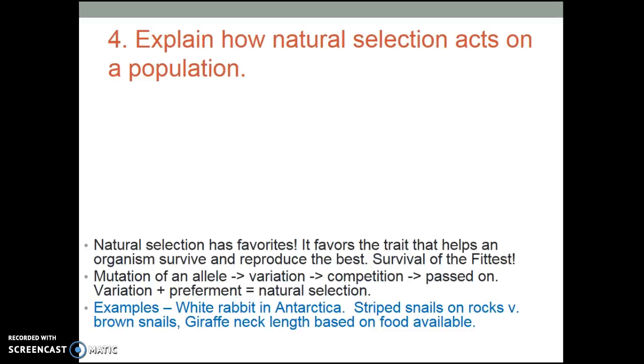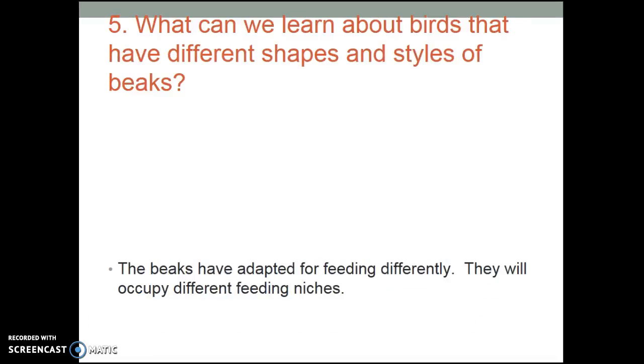Different examples: the white rabbit in the Antarctica, that color is going to help them. Striped snails versus brown snails on those rocks, we talked about that in one of our sessions. Your lab that we talked about, lizard leg length, is also an example of natural selection. What can we learn about those birds and the different shapes and styles of beaks? If you remember from Darwin's finches, he proposed that the beaks adapted for different feeding habitats or different feeding niches.